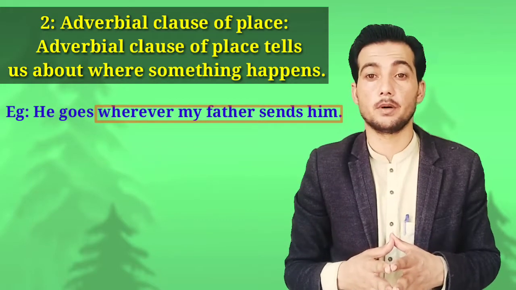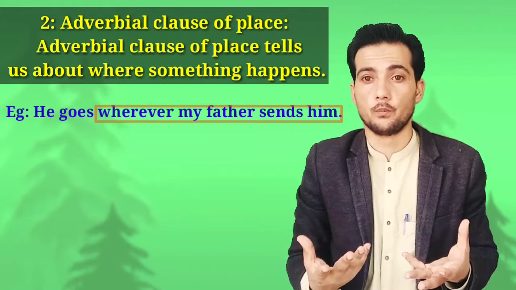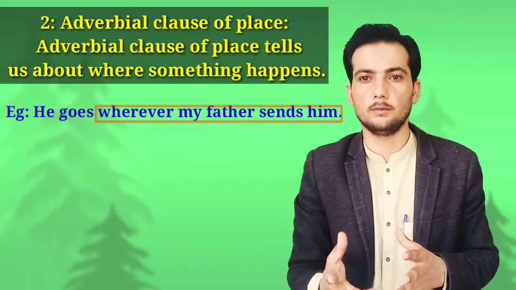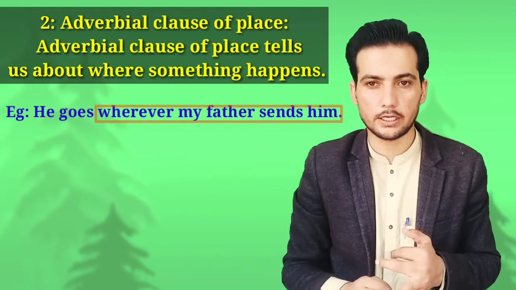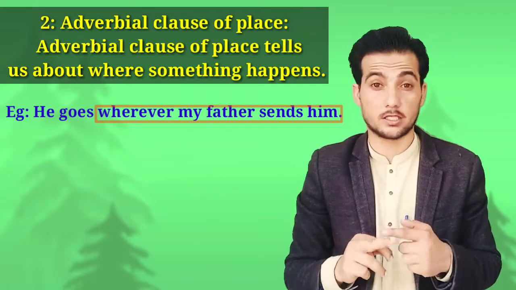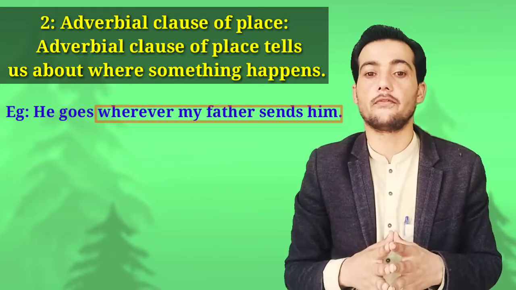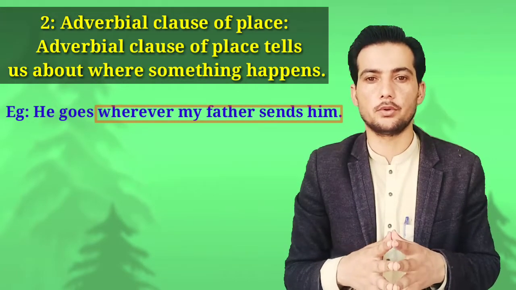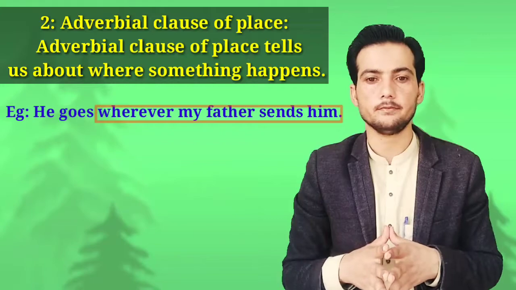He goes, but where does he go? Wherever my father sends him. So that is why it is a group of words. It starts with a subordinating conjunction, and it consists of a subject and a verb, and it modifies the verb. So that is why it is an adverbial clause of place.